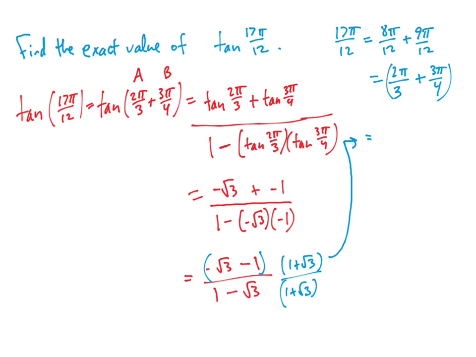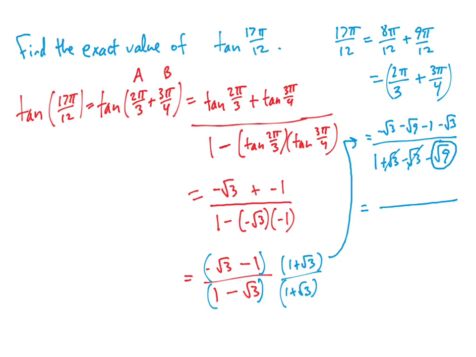we just multiply out these two binomials, so negative square root of 3 minus square root 9 minus 1 minus square root 3. In the denominator, we're going to have 1 plus root 3 minus root 3 minus square root 9. When we multiply by the conjugate, those middle terms always cancel, and this is always going to be a perfect square. So that's a 1 minus 3 in the denominator. In the numerator, we get negative root 3, so negative 2 square root 3. And this is square root of 9, so that's 3. So negative 3 minus 1 is negative 4.